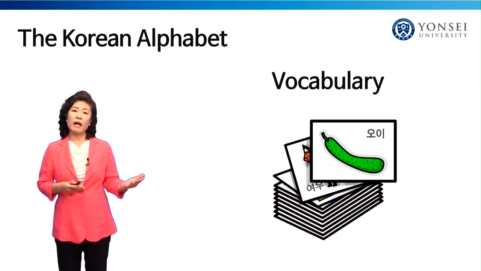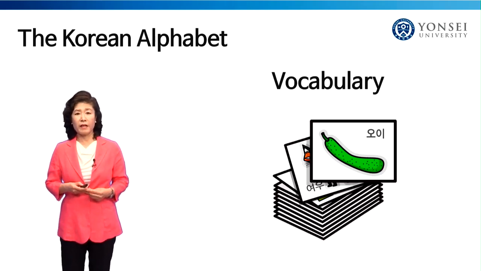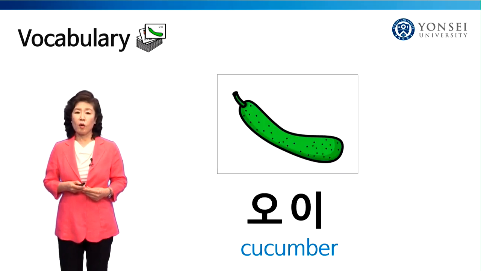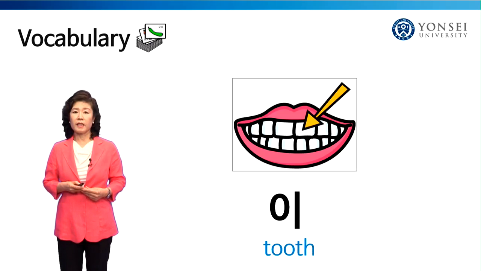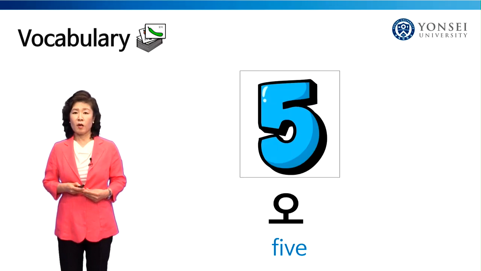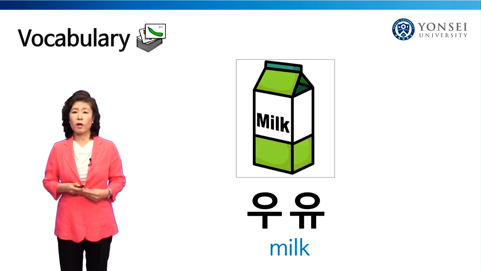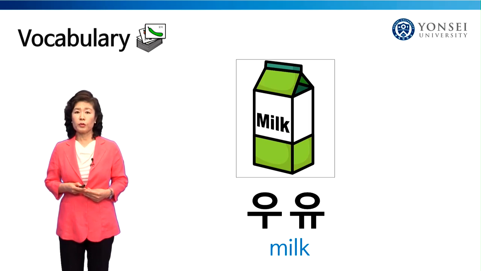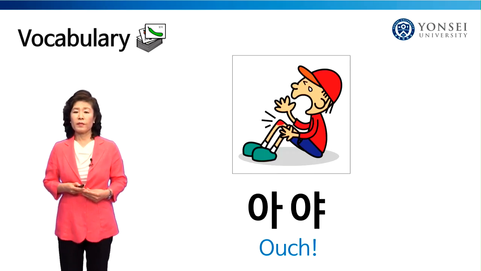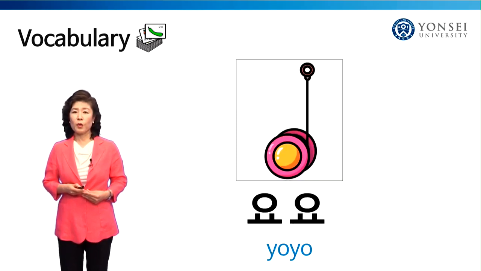Okay, let's read out loud the following words. Repeat after me. I, 오이, 이, 오, 우유, 여우, 아야, 요요.